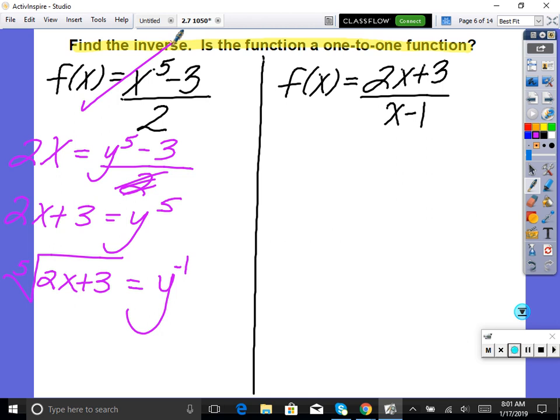Just a different way of determining, because otherwise you'd have to graph this, and then you would have to do the horizontal line test. Does that make sense? Just two different ways of finding if it's 1-to-1.